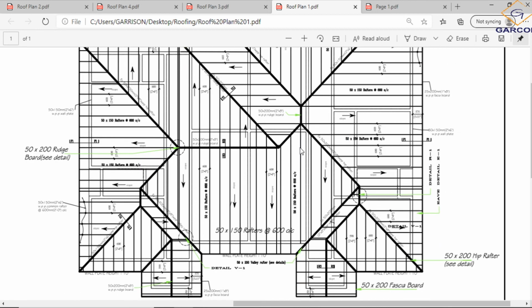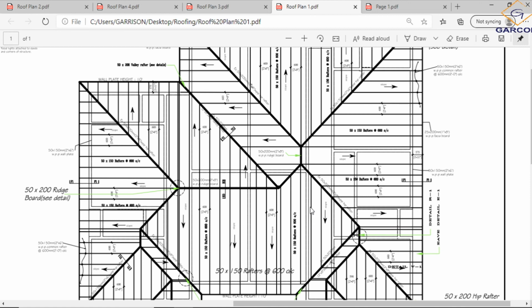To make you understand truly what this roof looks like, I have to go up in the drawing. I'm up in the drawing here now.